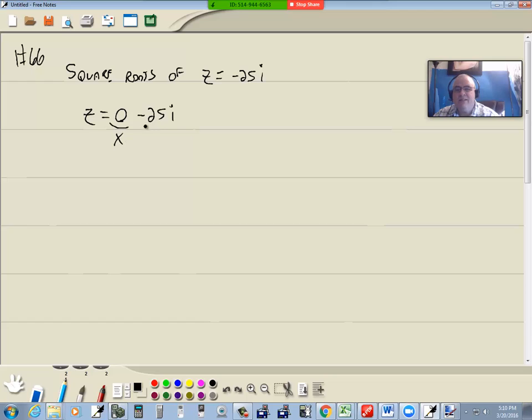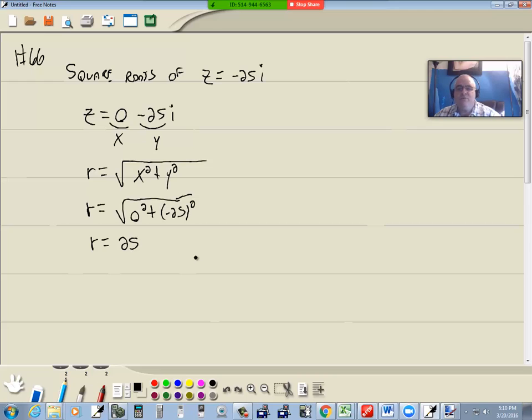So this is going to be our x, and this is going to be our y. So r is going to equal the square root of x squared plus y squared. So r is equal to the square root of 0 squared plus -25 squared, which gives us r is equal to 25. Cosine is equal to x over r, and sine is equal to y over r. X is 0, so we have 0 over 25, which is 0. Sine is equal to y, which is -25 over 25, which is -1.